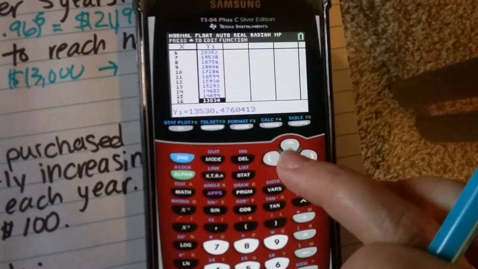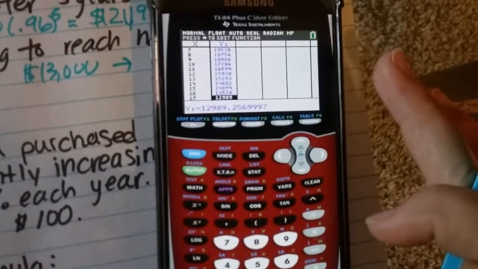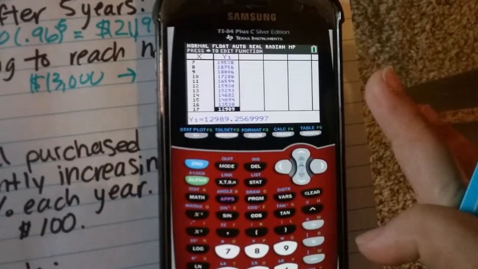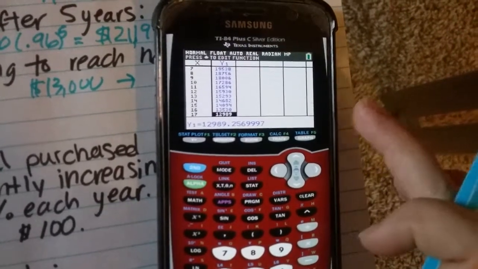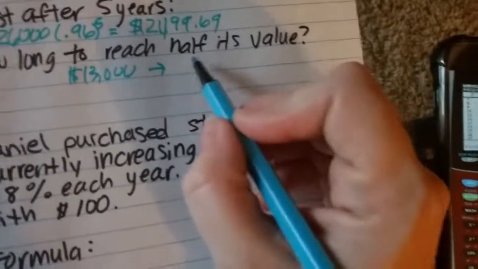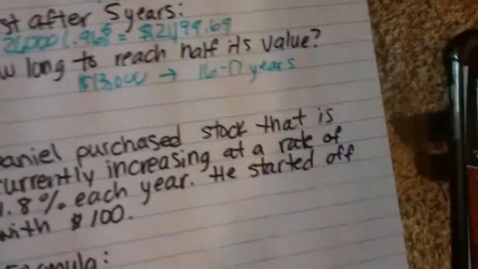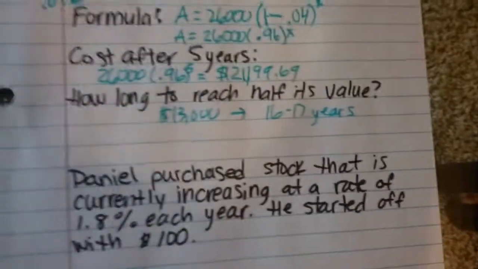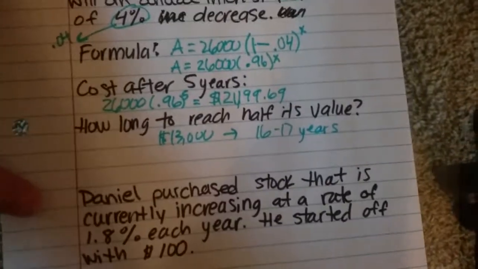Looks like it's going to take a while. So it looks like between 16 and 17 years. See that? Because in the 16th year, it's 13,500, and in the 17th year, it is 12,900. So I am going to say between 16 and 17 years. When you come back, I'll show you how to find the exact amount of time. It'll be a 16 point something.